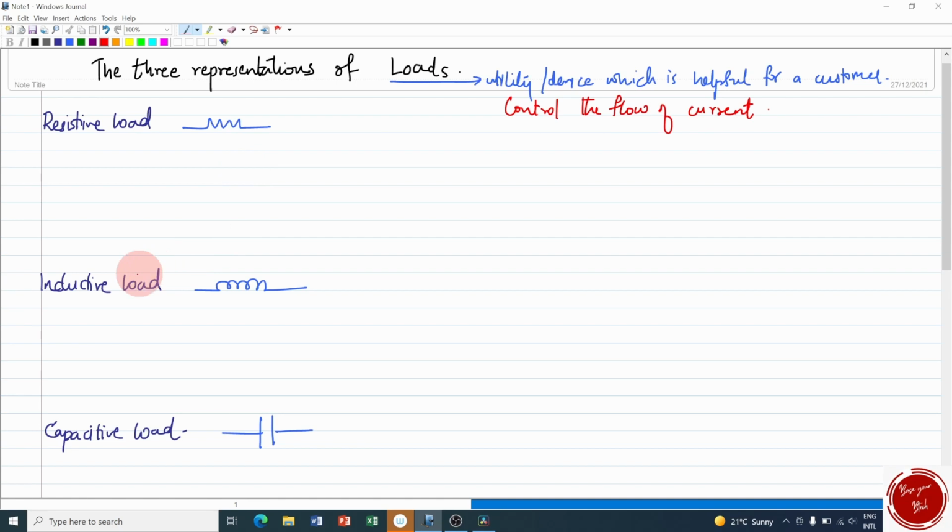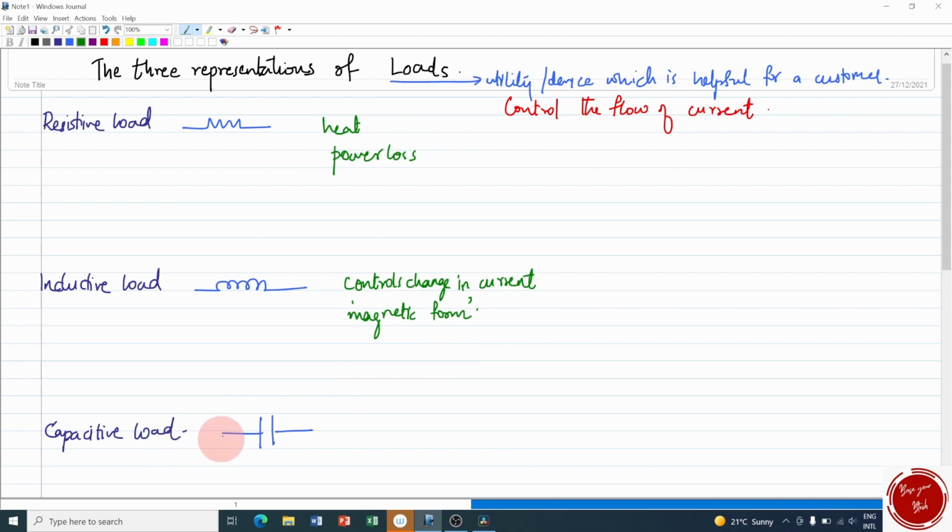Not only the resistor, even the inductor or a capacitor will resist the flow of current, but it will resist the type of current, like a particular feature of the current will be controlled by the inductor and capacitor, which I will be describing. Talking about the resistor, it controls the flow of current in the form of heat energy, so power loss happens in a resistive load. An inductive load controls the change in current, and that controlling is done by converting electric energy into magnetic form.